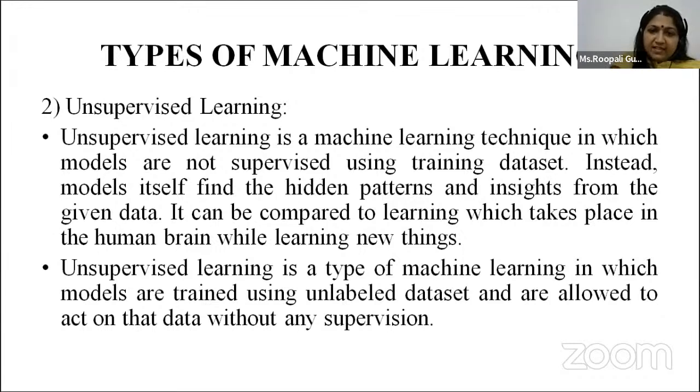So unsupervised learning is a machine learning technique in which models are not supervised using a training dataset. Instead, the model itself finds the hidden patterns and insights from the given data. It can be compared to learning which takes place in the human brain while learning new things. As I have already told you, as human beings, we are adults. We keep on learning from our experiences. We don't have any guide. We keep on learning from our experience in our day-to-day life. So unsupervised learning is the type of machine learning in which models are trained using an unlabeled dataset.